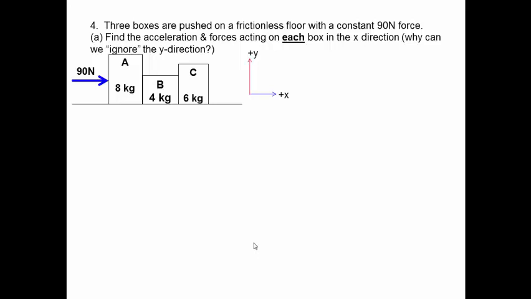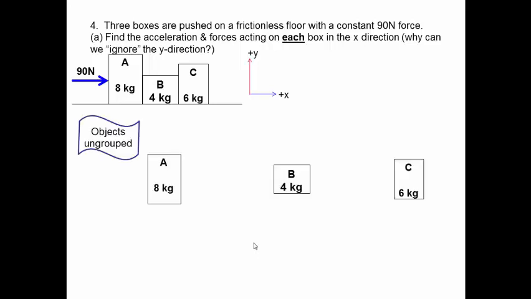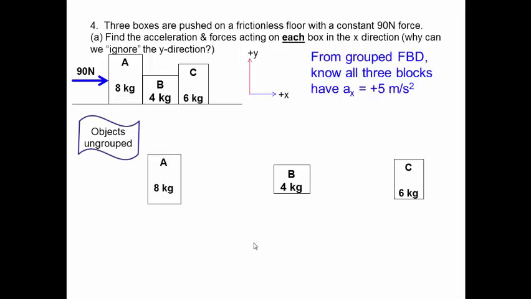Now let's take a look at these same boxes, but let's break them down into individual free body diagrams, and now we can see the forces acting in between each box, which is a little bit interesting because we had to take into account that we're accelerating, not just sitting here. So we're ungrouping the objects, and remember that we know from the previous part of the problem that we have all three boxes moving together at a rate of acceleration of 5 meters per second squared to the right. So we're going to use that as we solve this.